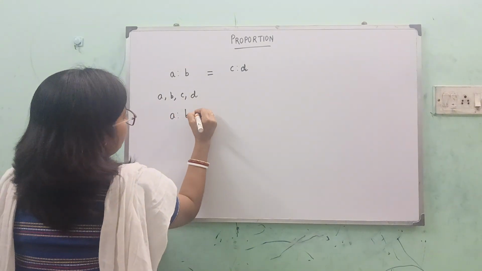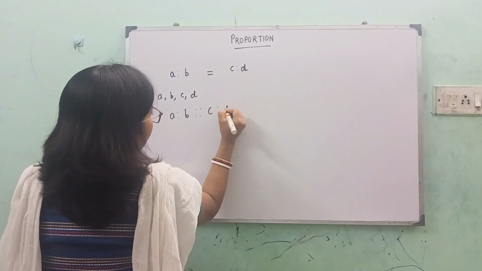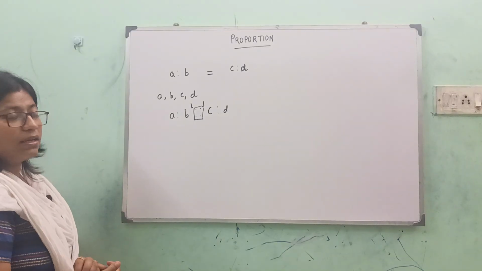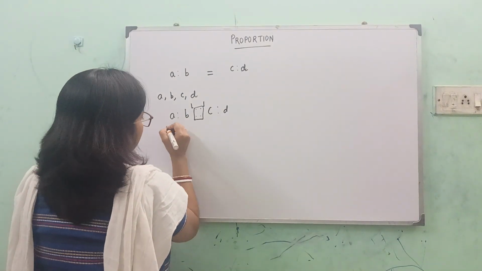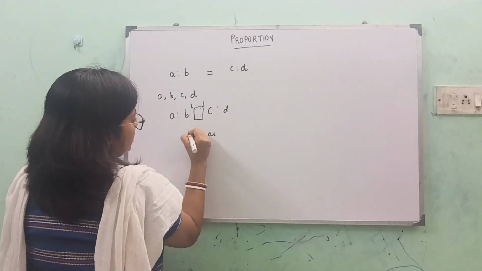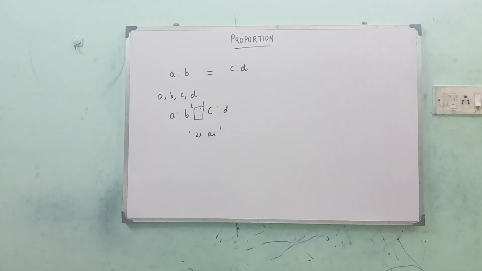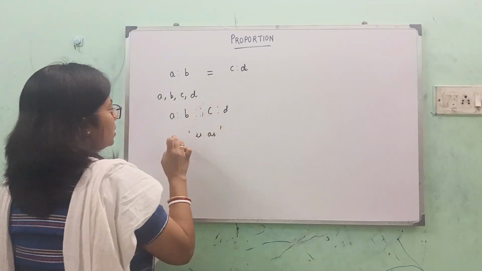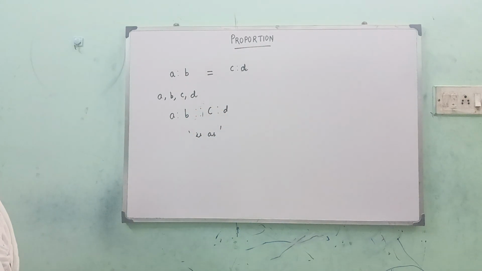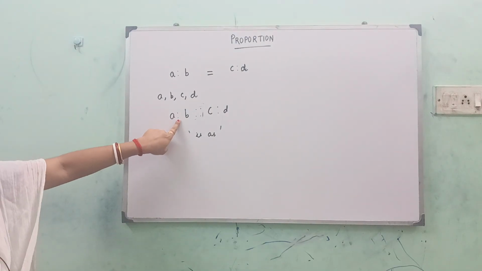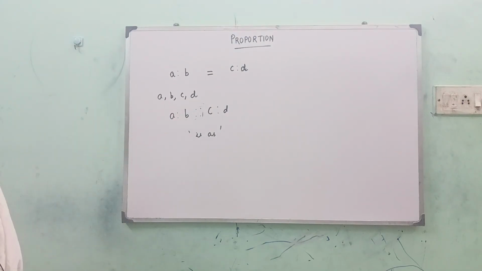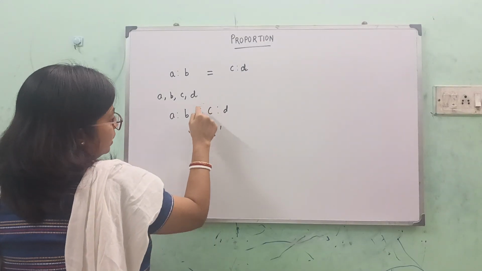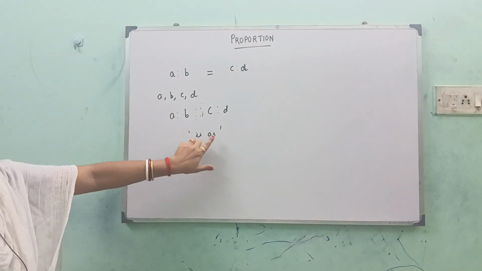The symbol that we used for proportion is the double colon sign. This is read as "is as". So, how do we read this statement? A is to B is as C is to D. We already know that in the ratio, the colon mark represents "is to", and the sign of proportionality, the double colon mark, refers to "is as".